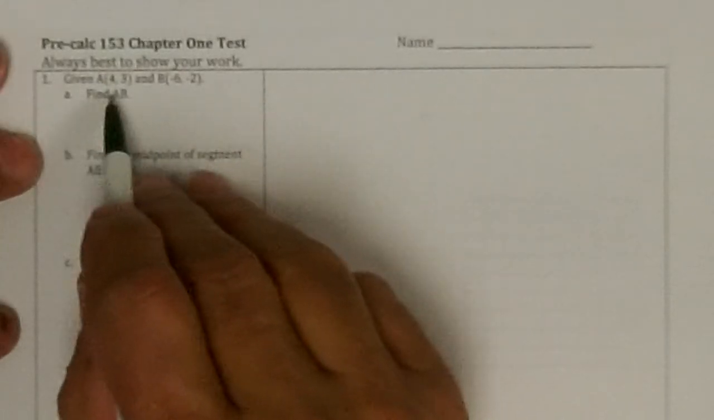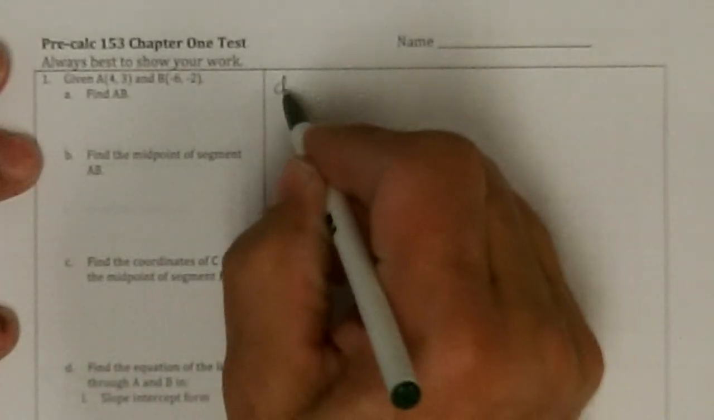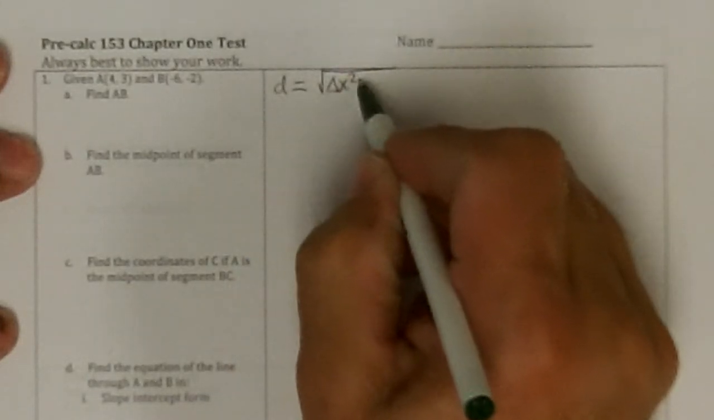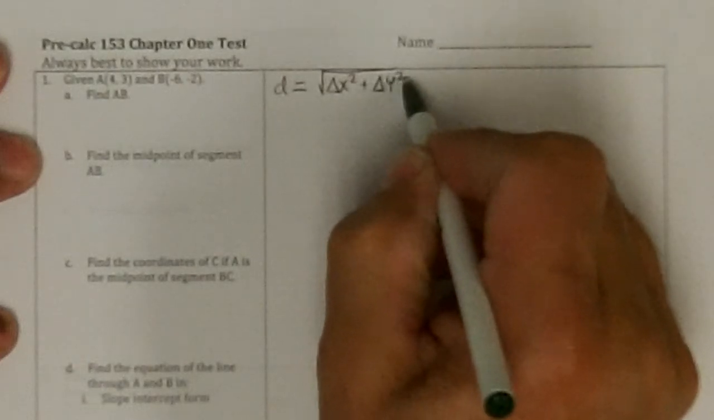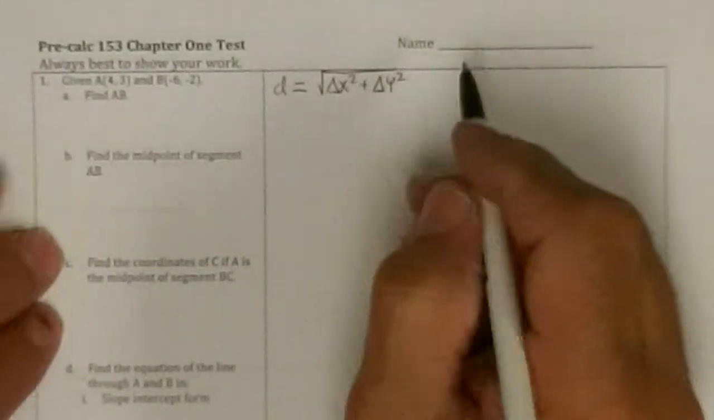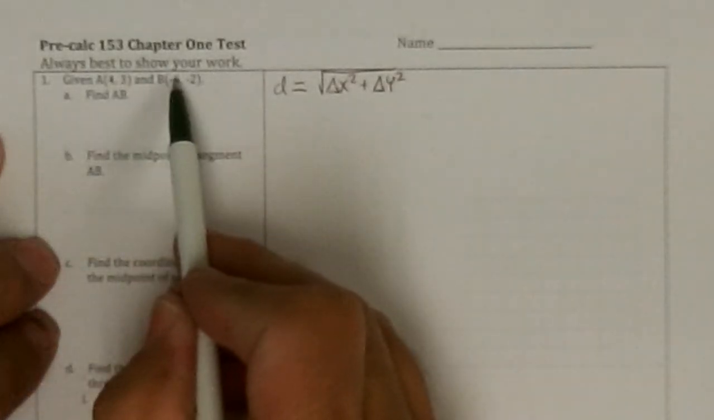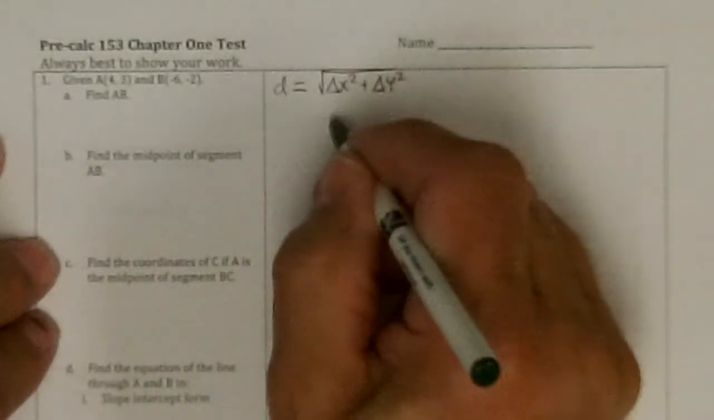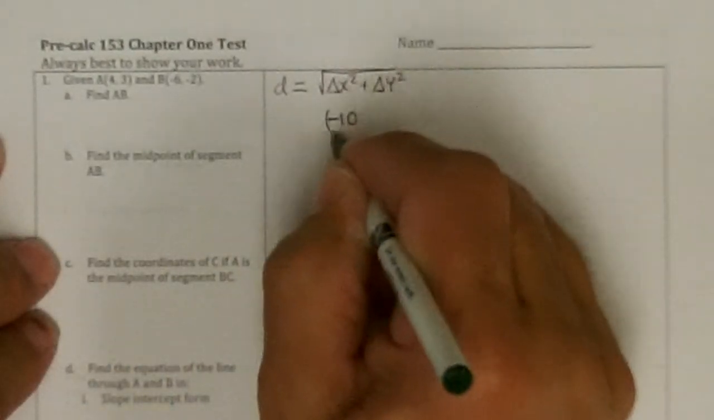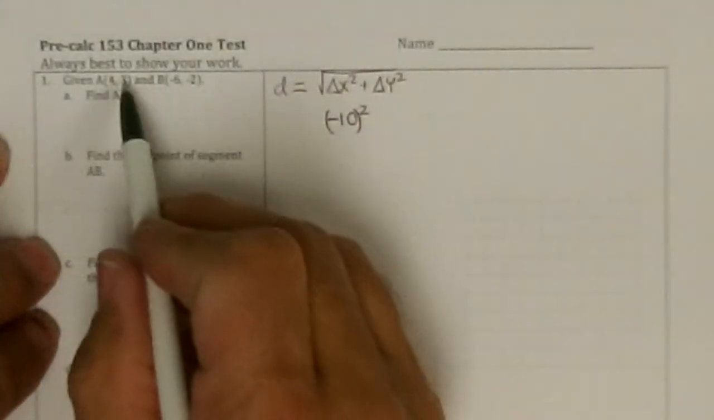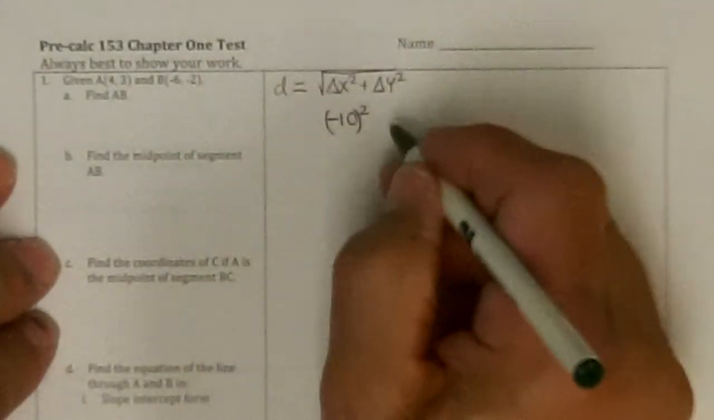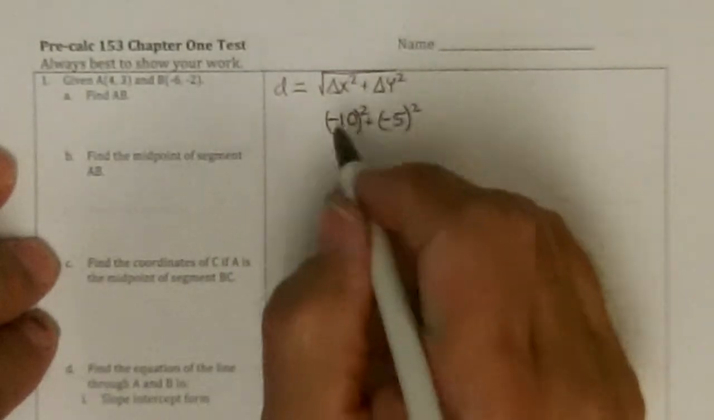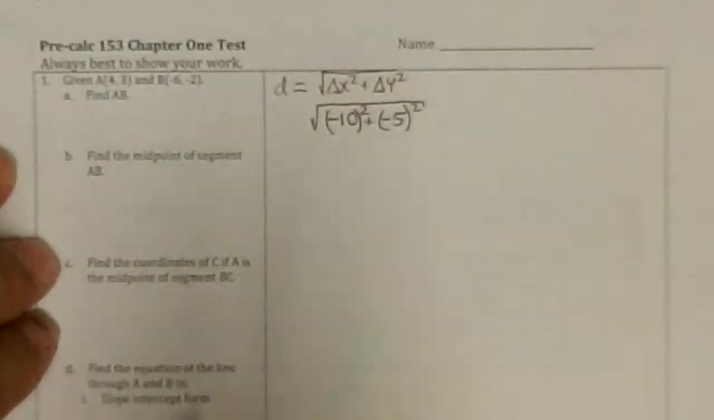So the distance from A to B, of course the distance formula is the square root of the change in x squared plus the change in y squared. And I like to say from 4 to minus 6 on a graph, that goes back 10. That's negative 10. And from 3 to negative 2, that's back 5. And I have to add those and then take the square root.